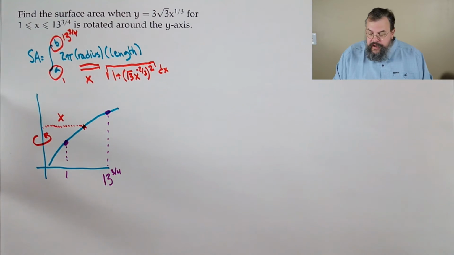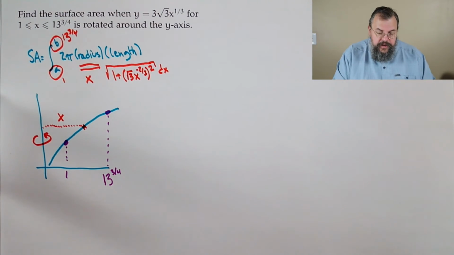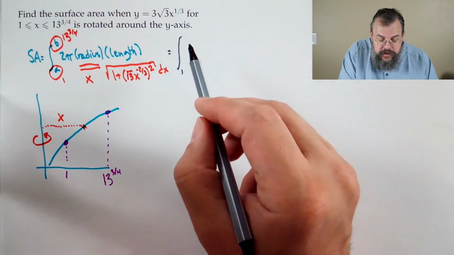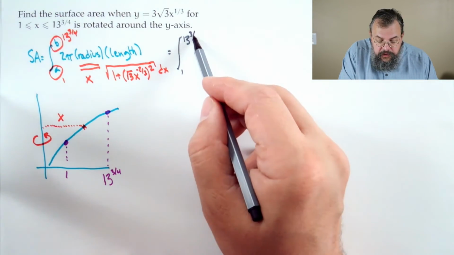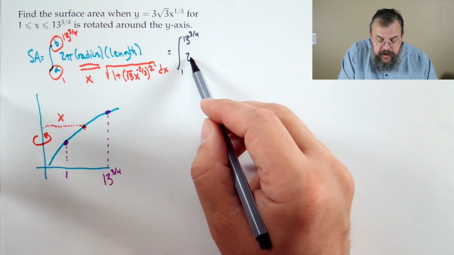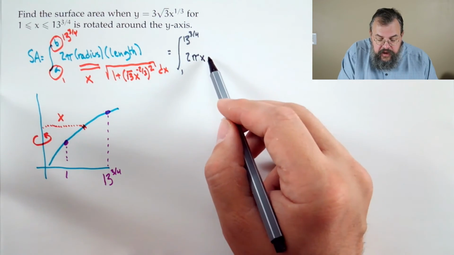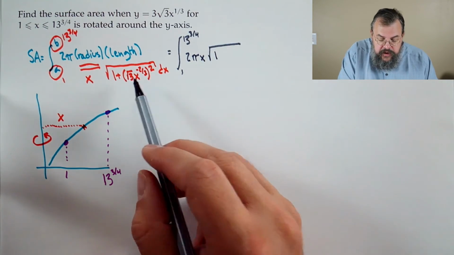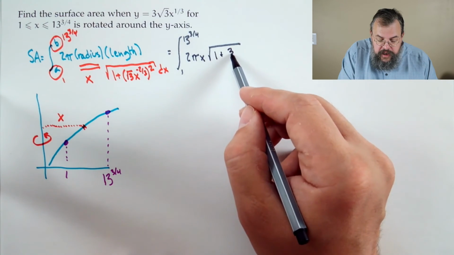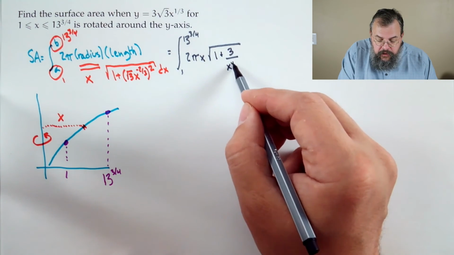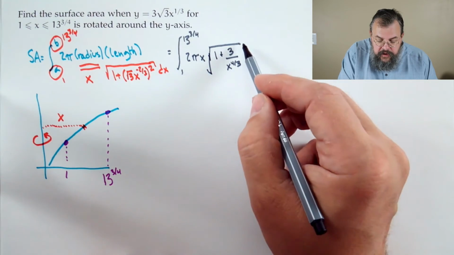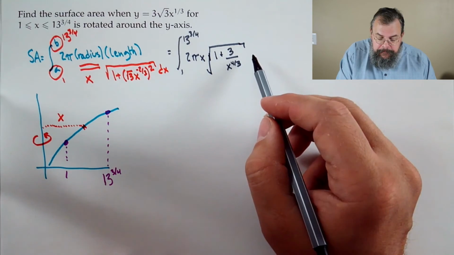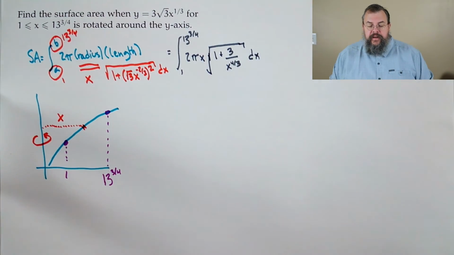So this becomes the following. We have the integral from 1 to 13 to the 3/4 of 2 pi, and then there's an x, and then the square root of 1 plus, and then it'll be a 3 over x to the 4/3. Yes, I think it will be. dx.